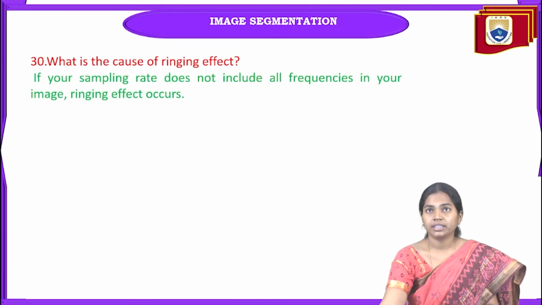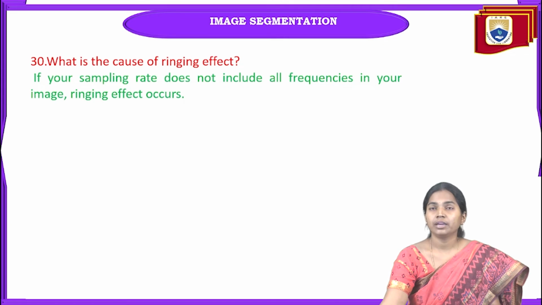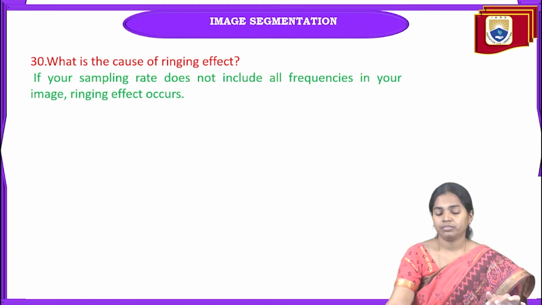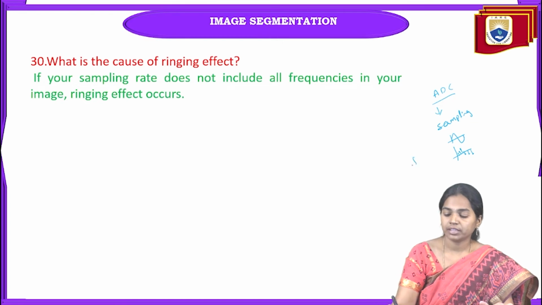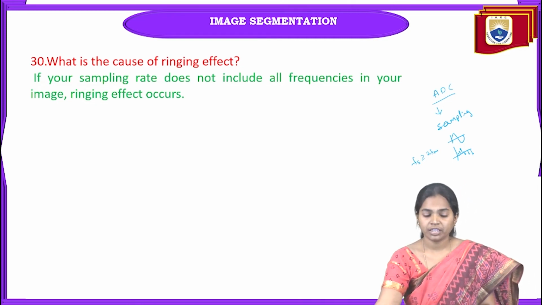What is the cause of the ringing effect? The ringing effect occurs due to the sampling rate, which does not include all frequencies in your image. When we go for sampling, the image is converted from analog to digital. First we do the sampling technique, in which the continuous signal is converted into a number of samples. If these samples do not satisfy the sampling rate fs greater than or equal to 2 fm, the sampling rate does not include all frequencies in your image, and the ringing effect occurs.